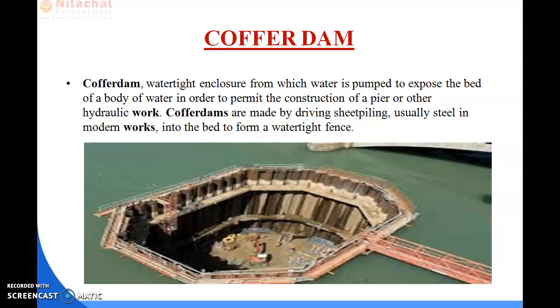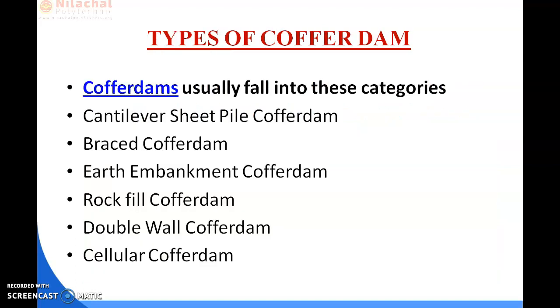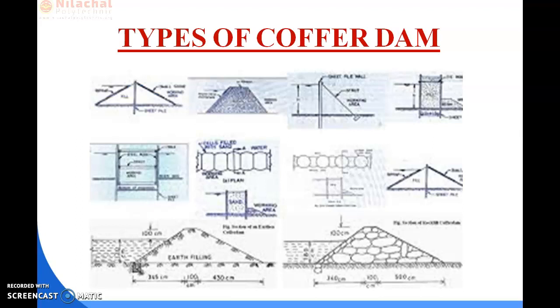Next one, we come here. What are the types of cofferdam? Okay. Basically, it is cantilever sheet pile cofferdam, braced cofferdam, earth embankment cofferdam, rock fill cofferdam, double wall cofferdam, and cellular cofferdam. So, earth fill cofferdam is mainly for the low level cofferdam.